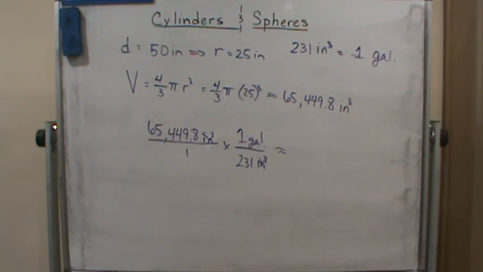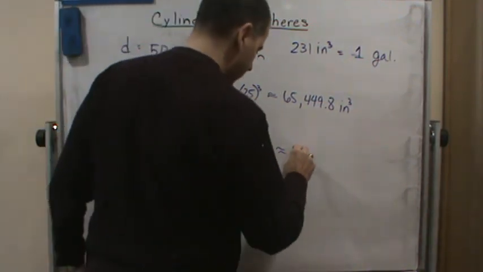And so I get approximately 283.33 gallons. So I'm going to round to 283 gallons.